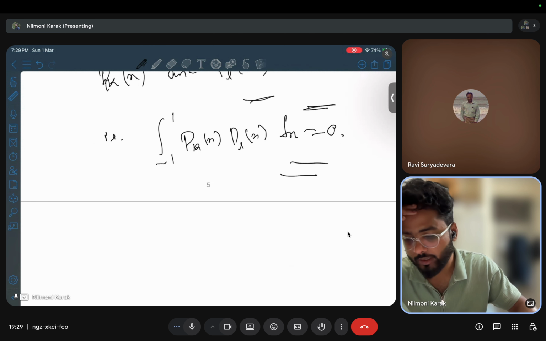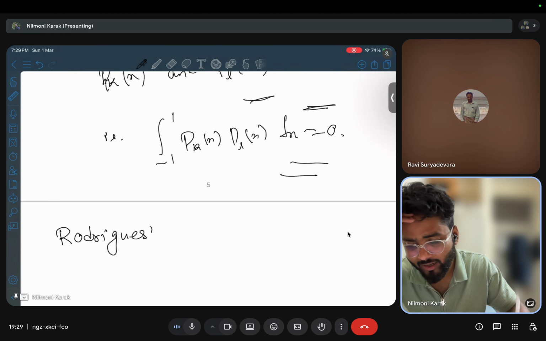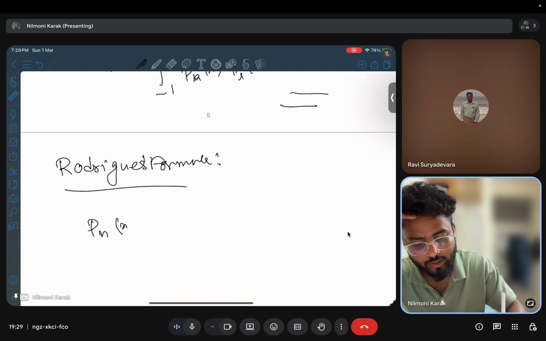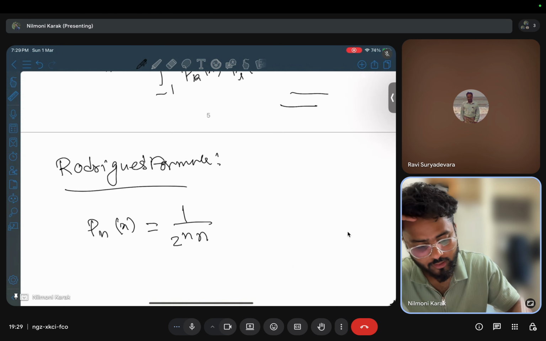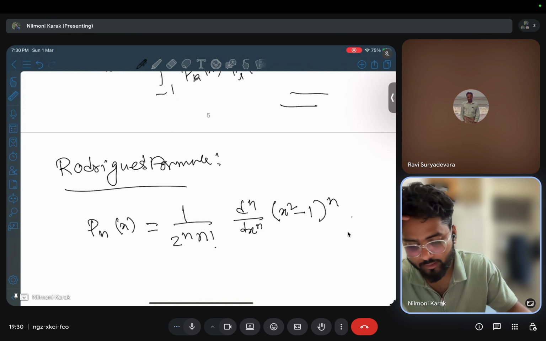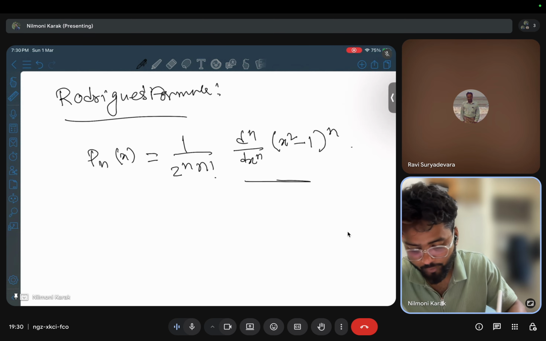But there is some Rodrigues formula. This formula says actually P_n(x) can be written like this: the nth derivative of (x square minus 1) to the power n, divided by 2 to the power n n factorial. P_n(x) can be written like this. So this formula has some properties.